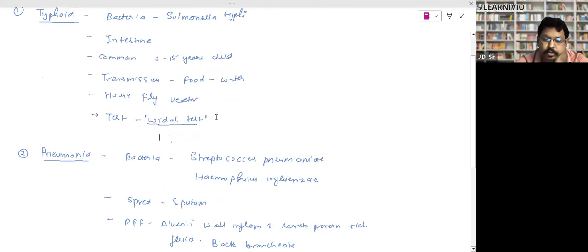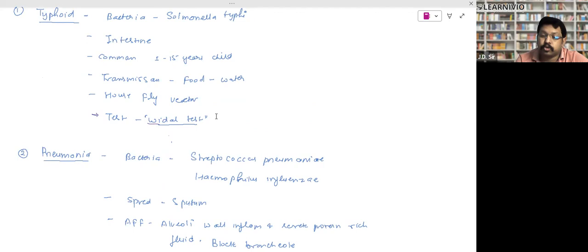Even sometimes they ask you whether it is a bacterial disease, viral disease, or a fungal disease. If they ask whether pneumonia is a bacterial or viral disease, many people will get confused, thinking it is caused by virus, bacteria, fungi and all that. Even you get this kind of question. So you have to remember what kind of organism it is, and second, which is the causal organism.